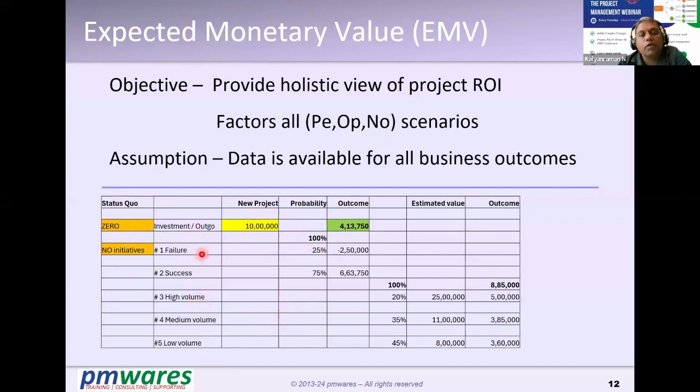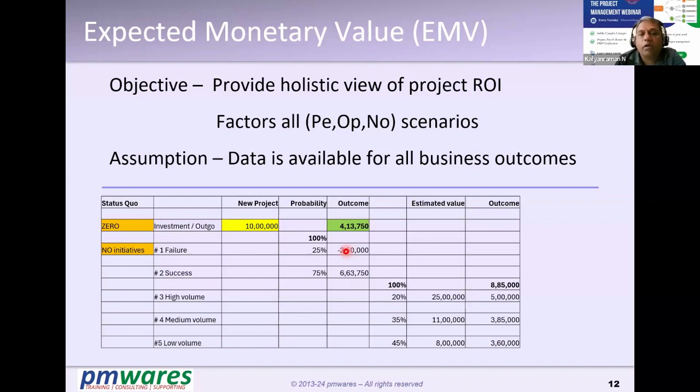First scenario is what? Failure or success. So there is a 25% probability that I may fail and 75% probability that I may succeed. Now, what is the revenue I am expecting out of it? Then in case of failure, how much cost I am going to spend? That is all we are talking about.